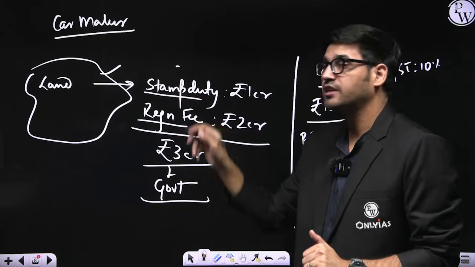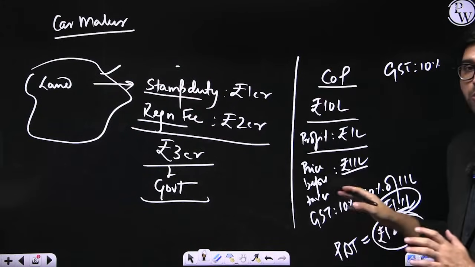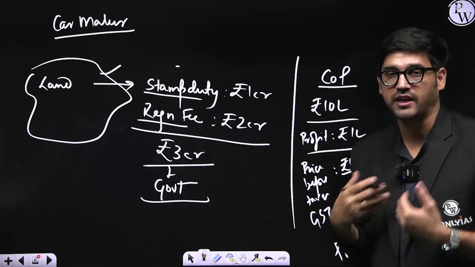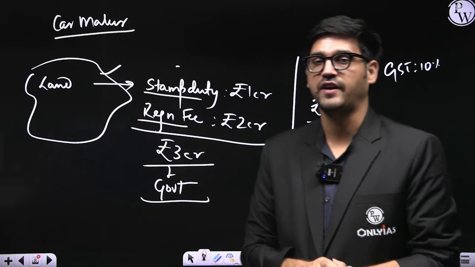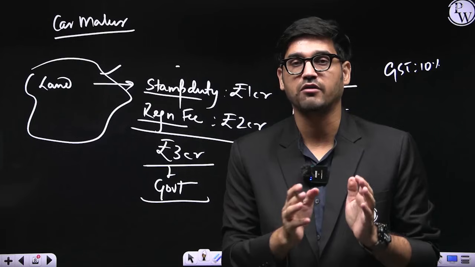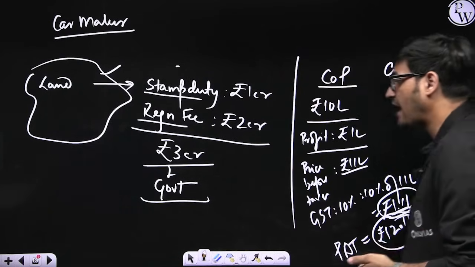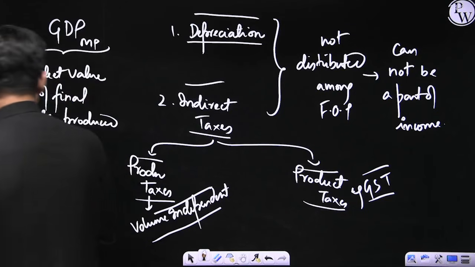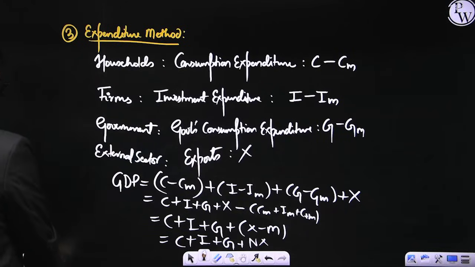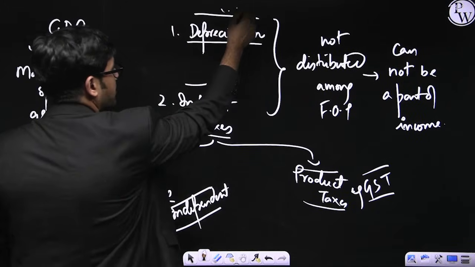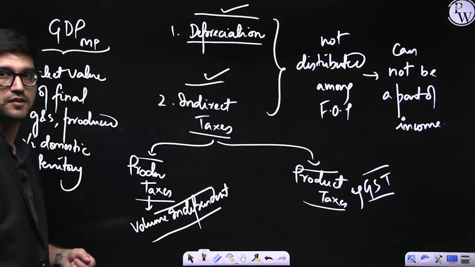Now, these production taxes, these product taxes, both of them are not retained by the firm, and hence the firm cannot distribute it to the factors of production. Hence, they cannot become a part of anybody's income. Now, these two things will have to be removed from the value of GDP itself. One is depreciation, the other one is indirect taxes.